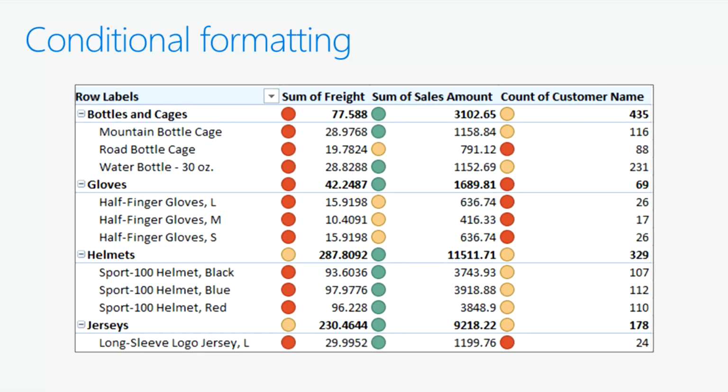This is an example of an icon set applied to a pivot table. Right here, I have added a green traffic light icon to all the cells that have numbers that are above 1,000, a red traffic light icon to all of the cells that have a number below 100, and a yellow traffic light icon to all the cells with numbers in between.